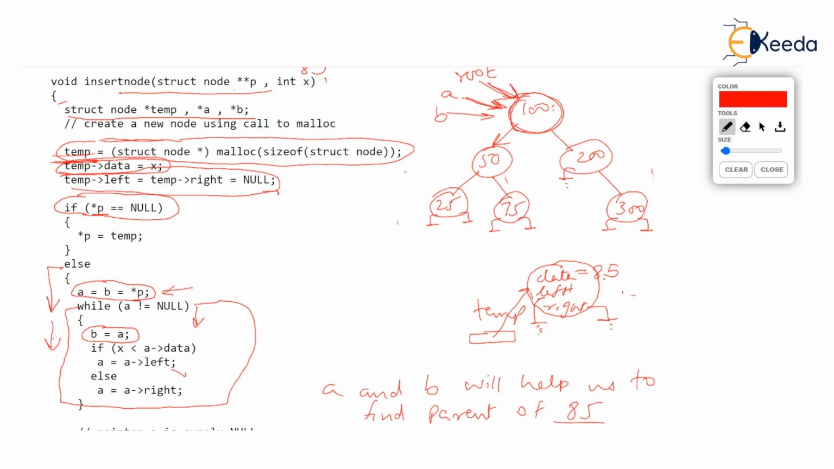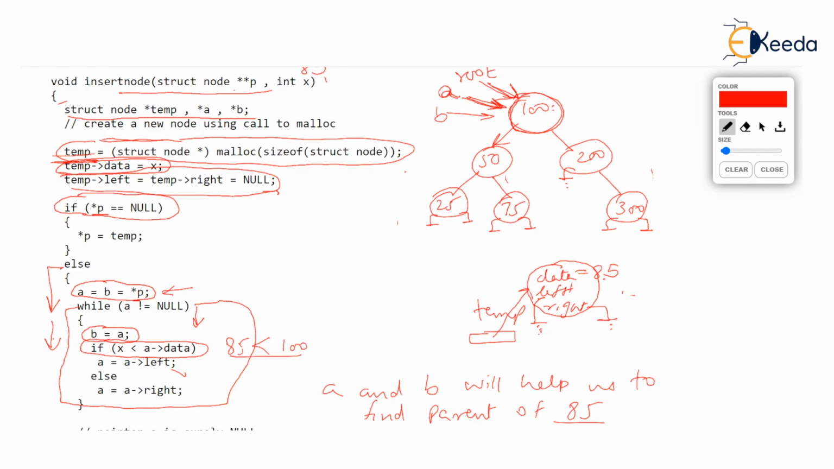Now check the next if. If X, remember X is 85, the new value that we are inserting. If 85 is less than A arrow data, what is A arrow data? Observe, A arrow data in the picture is 100. So we have 85 is less than 100. So what is your conclusion?